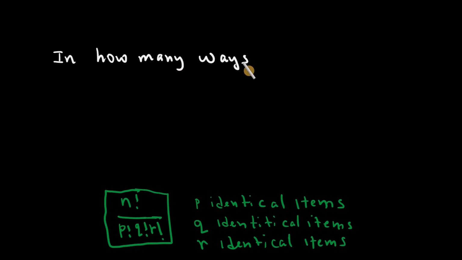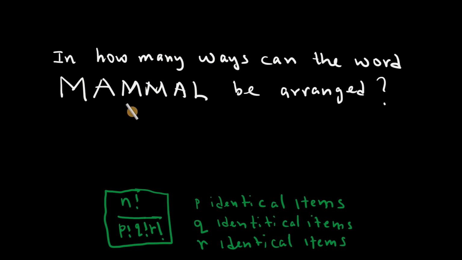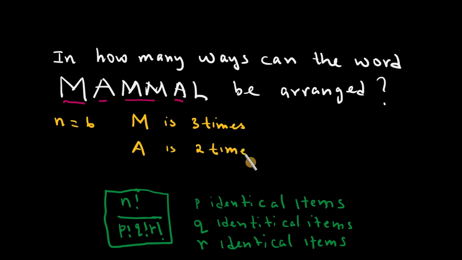Let's take another example. In how many ways can the word mammal be arranged? In mammal, the letter M has been repeated 3 times. The letter A has been repeated 2 times. And in this word, there are altogether 6 letters. That is, n is equal to 6. The letter M is written 3 times. The letter A is written 2 times.